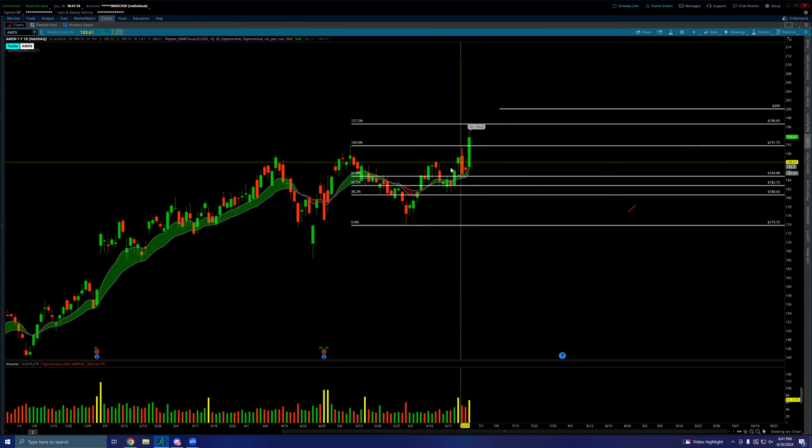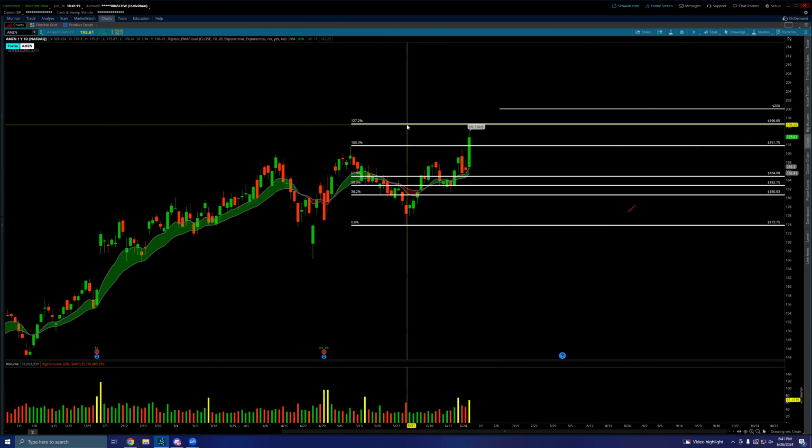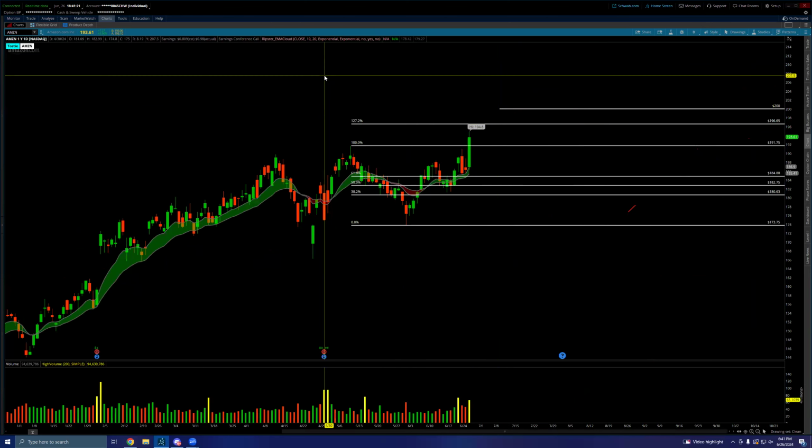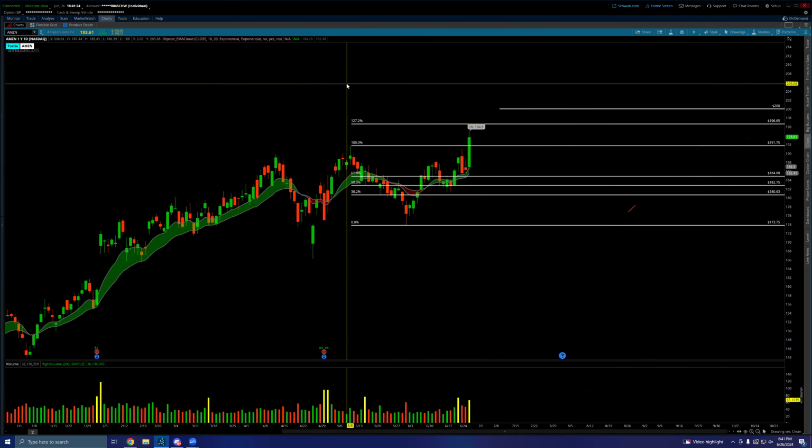And pretty simple here, right? That's just kind of the easiest way to use the fibs. Any questions on the retracements?